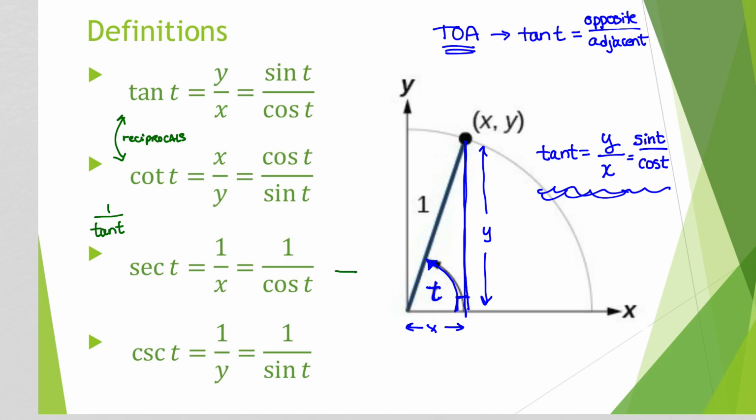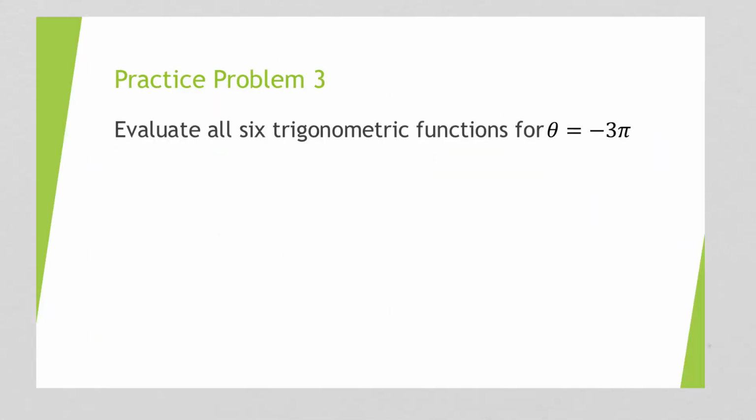Secant is the reciprocal of cosine, which is going to be 1 over x. And cosecant is the reciprocal of sine, which is 1 over y. And now I'm ready to leave you with a problem for you to practice. We did a couple practice problems in class. This is our third practice problem.